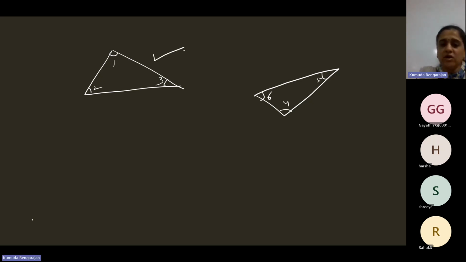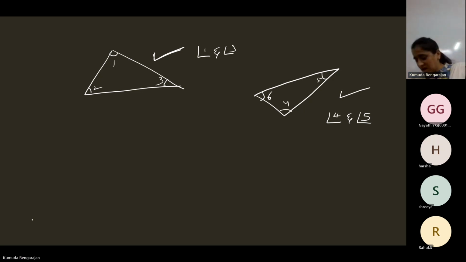So say in this triangle, you're talking about angle 1 and angle 3. And in this triangle, you're talking about angle 4 and angle 5. In this triangle, you're talking about 1 and 3. I'm explaining like this, but you don't have to think about all this to identify the included angle. Just by looking at the diagram, you can say. I'm just telling you the theory behind it. Otherwise, you don't have to run all this theory in your mind. Just by looking, you can say which is the included angle or included side. You will learn to say that.